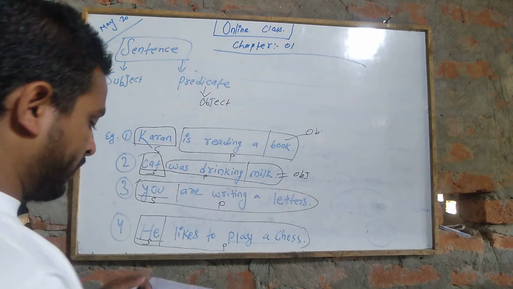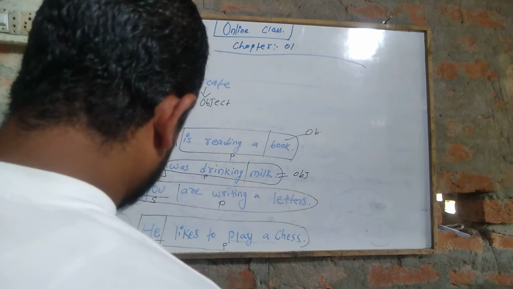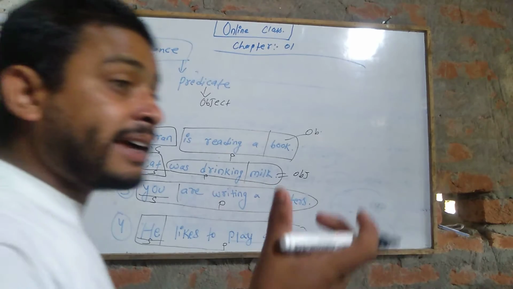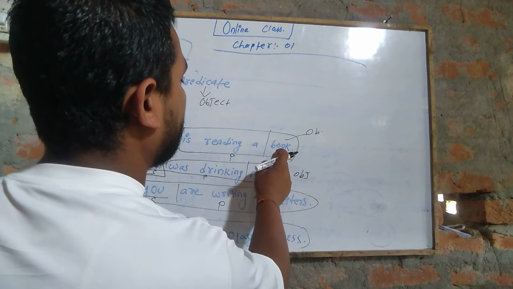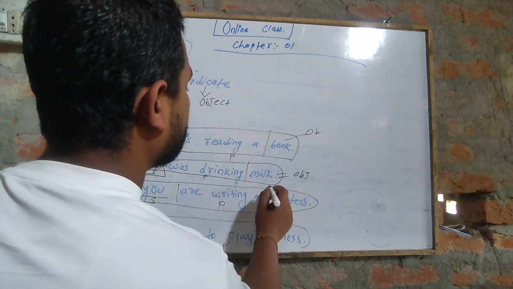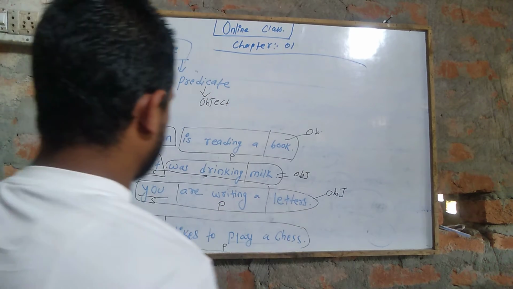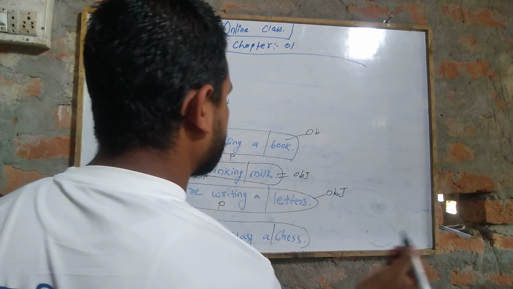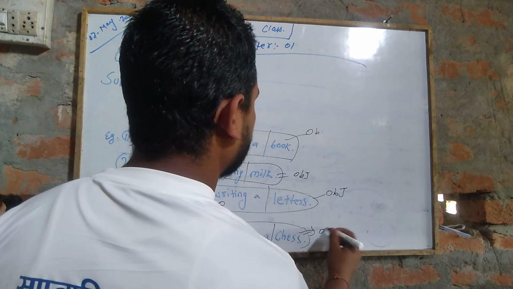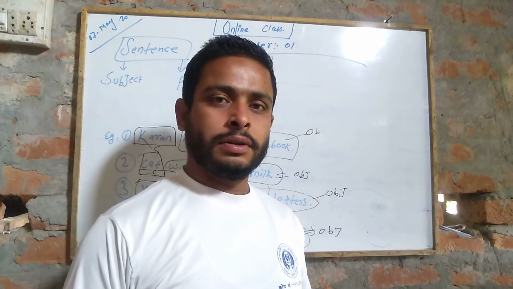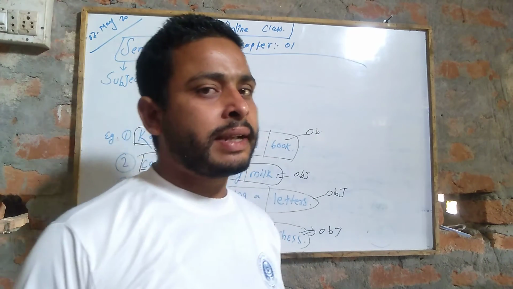According to the definition, what is the definition? The part which shows the activity of the subject. Subject का activity. क्या activity है? Book पढ़ रहा है. Milk drinking है. You are writing letters. Letter is the object. He likes to play chess. What is here? Chess is the object. I hope you can easily identify the subject, predicate, and object.